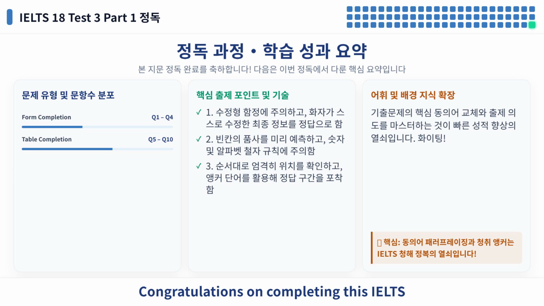Now we understand the structure. Next, we will explain each question. Please pause the video, predict the answers, then press play and continue.